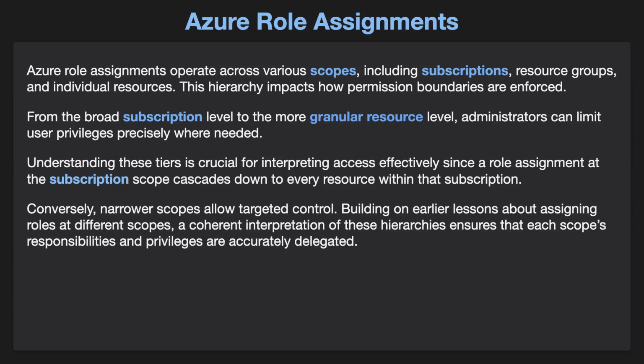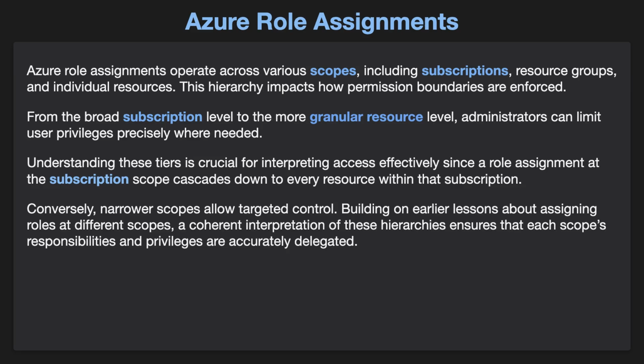Azure role assignments operate across various scopes, including subscriptions, resource groups, and individual resources. This hierarchy impacts how permission boundaries are enforced. From the broad subscription level to the granular resource level, administrators can limit user privileges precisely where needed. Understanding these tiers is crucial for interpreting access effectively, since a role assignment at the subscription scope cascades down to every resource within that subscription. Conversely, narrower scopes allow targeted control.